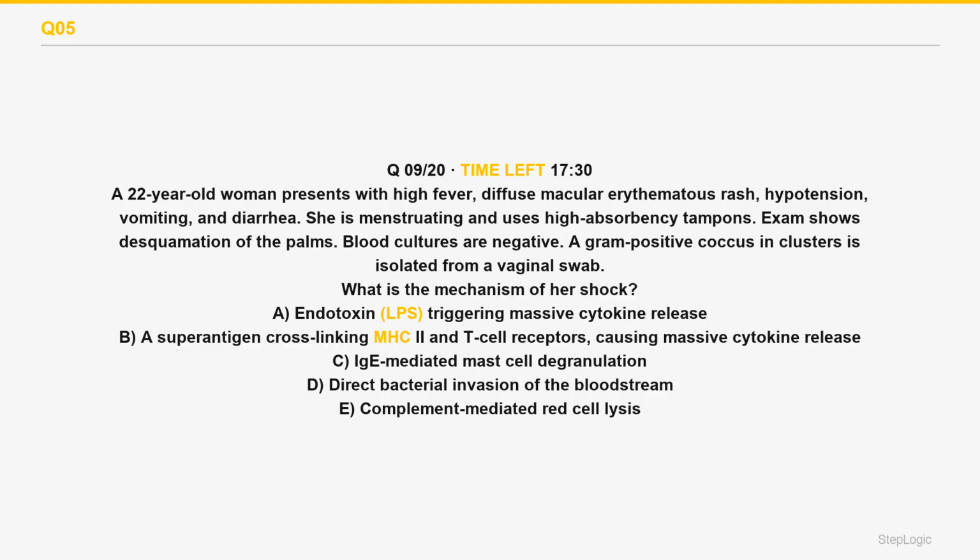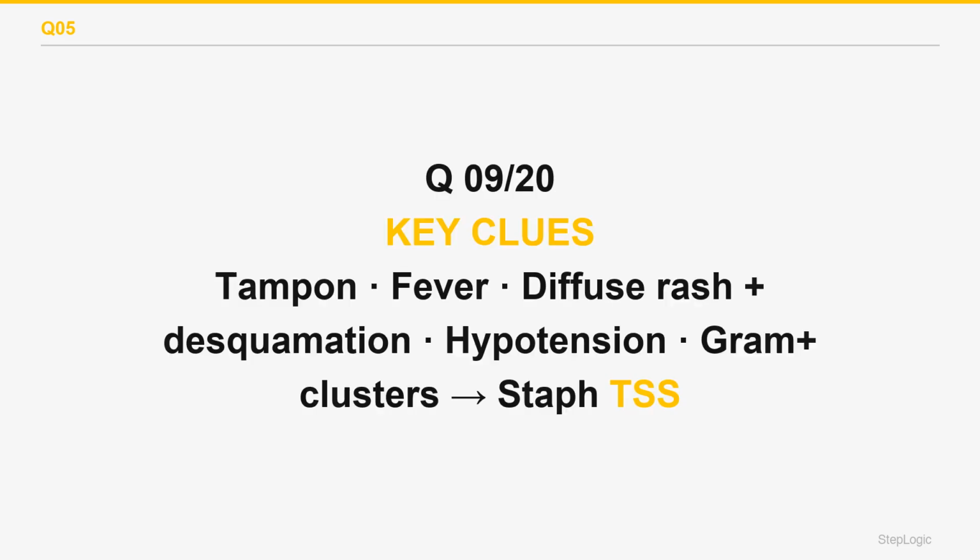Read the command: mechanism of disease. Menstruating, tampon use, fever, diffuse rash with desquamation, hypotension, gram-positive cocci in clusters, Staphylococcus aureus: toxic shock syndrome. Toxic shock syndrome is caused by TSST-1, a superantigen produced by Staphylococcus aureus. A superantigen bypasses the normal specificity of antigen presentation. Instead of fitting into the antigen groove, it cross-links the MHC class II molecule on antigen-presenting cells directly to the variable beta region of the T cell receptor, outside the peptide binding site.